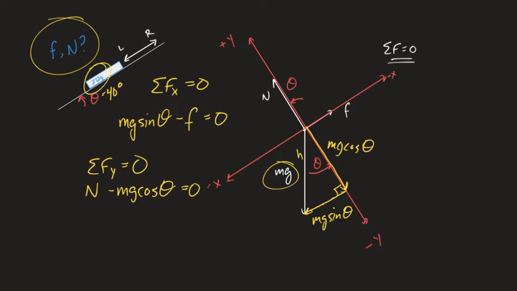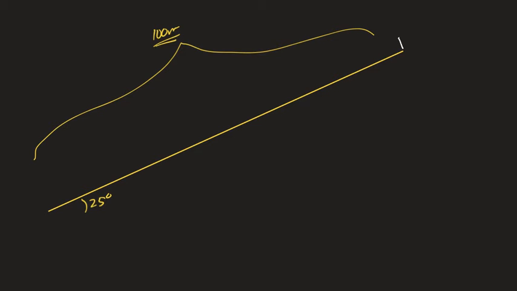Now, I know I only have minutes left, so I want you to repeat this tonight. Here's what I want you to do to repeat it. I want you to imagine I have a very long 100-meter ramp, and it's only inclined 25 degrees. And I've got a box that I'm going to drop right at the top of the ramp. 2 kilograms.